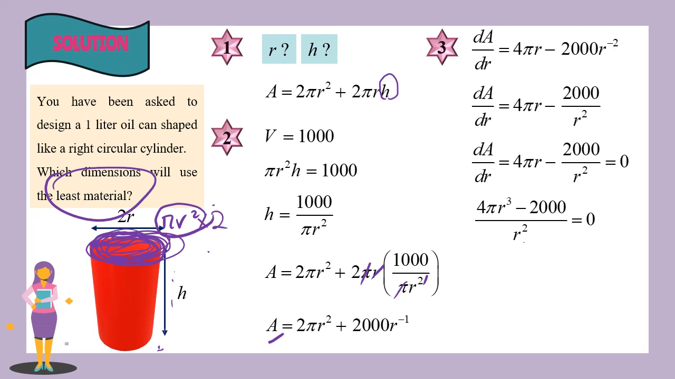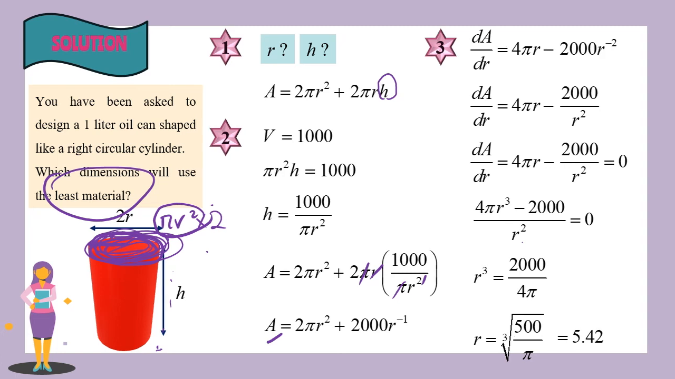So we will have either 4 pi r cubed minus 2000 equal to 0, where r cubed will be 2000 over 4 pi, so r equals the cube root of 500 divided by pi. Or dA over dr is undefined when r equals 0.